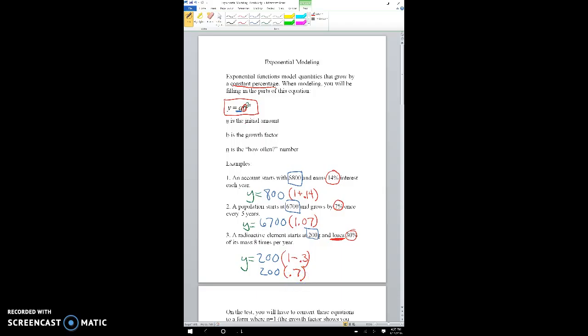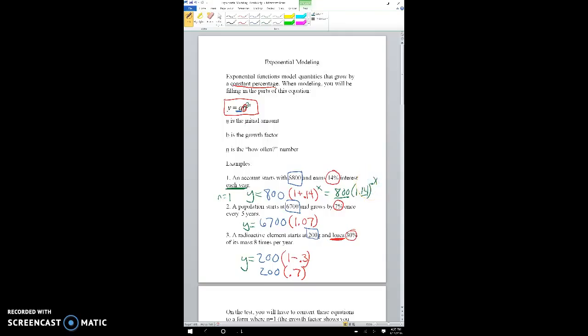Okay, now we want to look at the exponent. So we're going to be looking at how often we are earning this return. So in problem 1, we earn this return each year. So n, by default, means yearly. So in the first example, n equals 1. So in the exponent, you're just going to have x. So the final equation for the first example is 800 times 1.14 to the x. Start with 800. I get 14% interest per year, once per year.